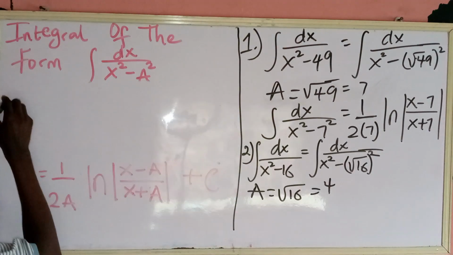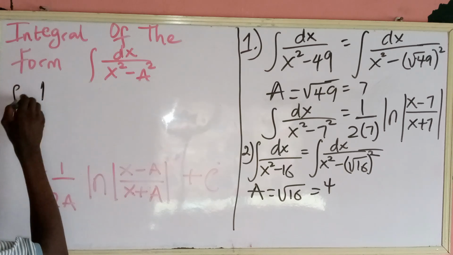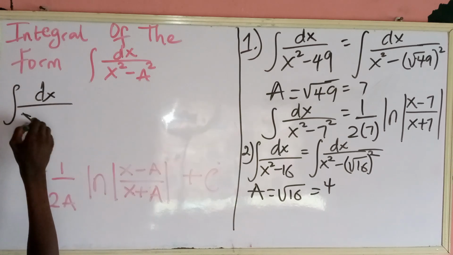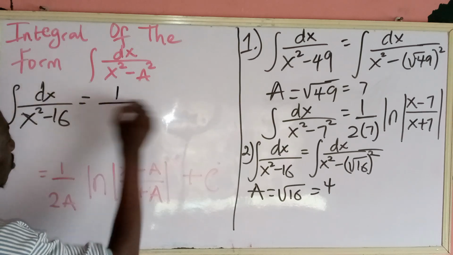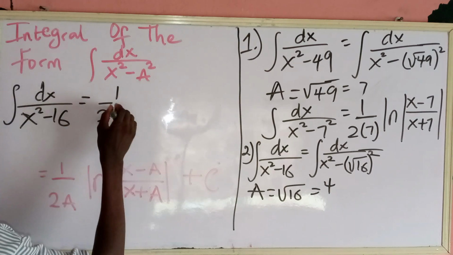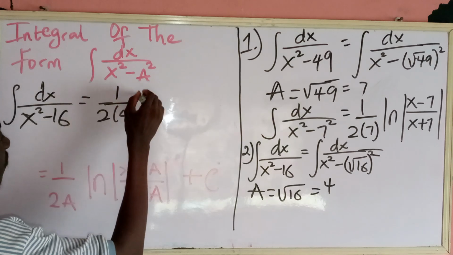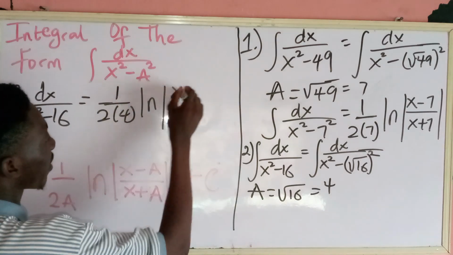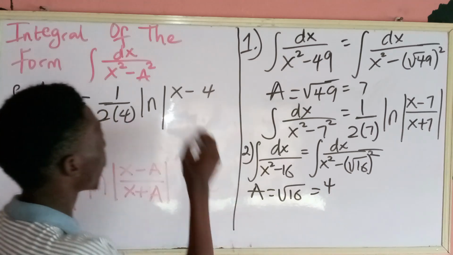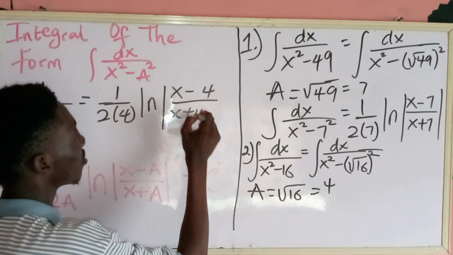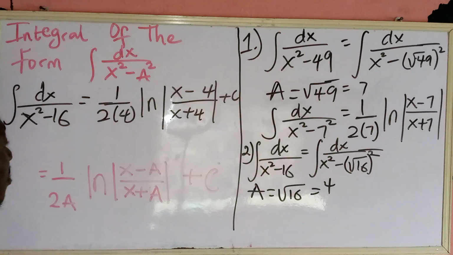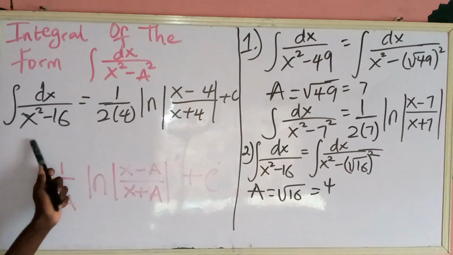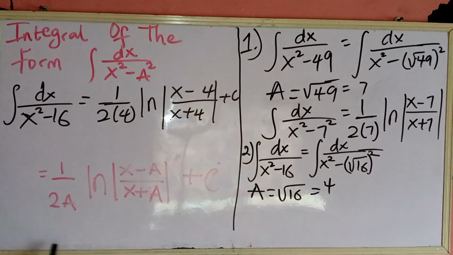In that case, the integral of dx over x squared minus 16 is equal to 1 over 2 times 4, natural logarithm of x minus 4 over x plus 4, plus a constant c. That will be my final answer on this question. So the answer is equal to this.